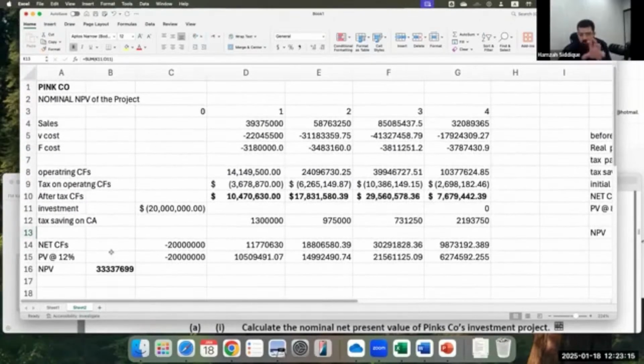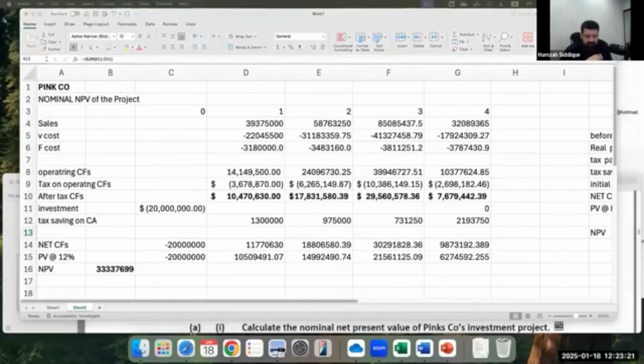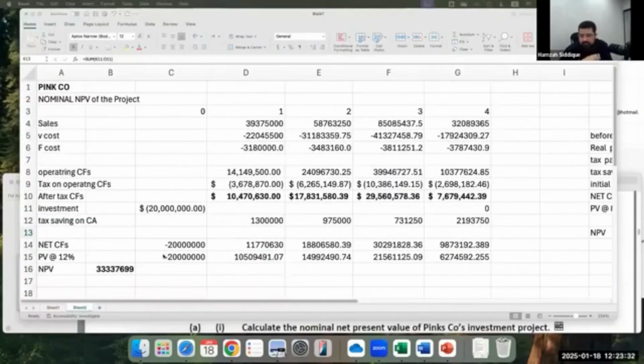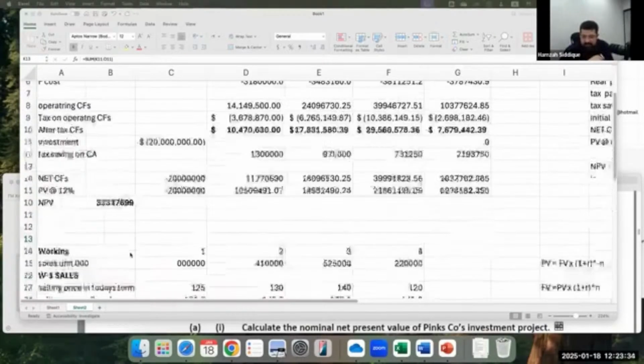I will share this document with you. I will upload it with the lecture recording. Okay, don't you worry. You will have the access of this. Okay, this solution. Now, so this is the nominal NPV.